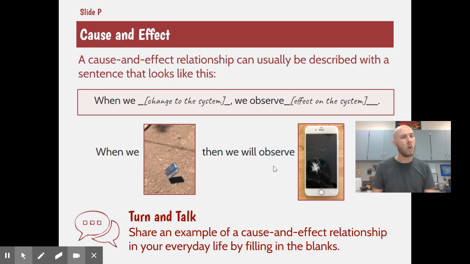Quickly, can you come up with one example of your own here of a cause and effect relationship in your everyday life by filling in these blanks? So come up with one cause and effect relationship in your everyday life using this sentence frame. When we change this, then we observe that. All right. So hopefully you were able to come up with a couple examples here.